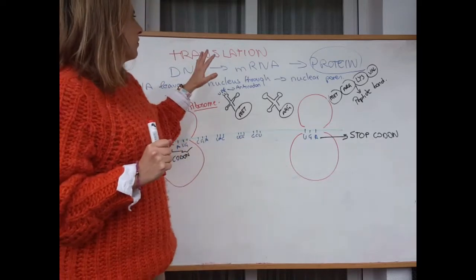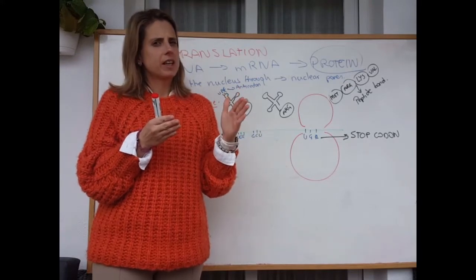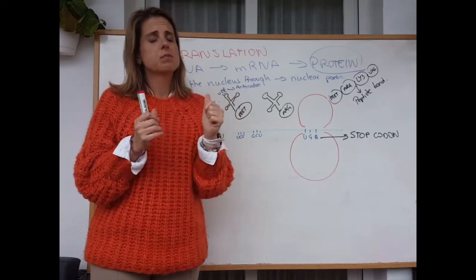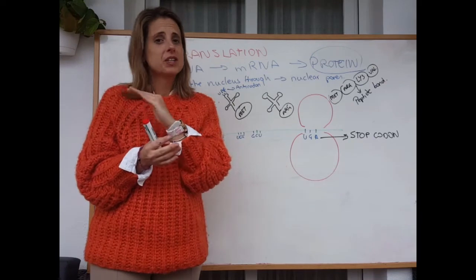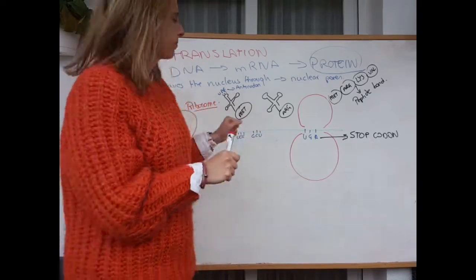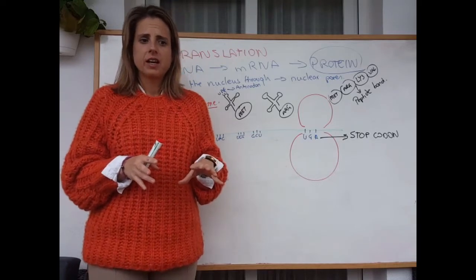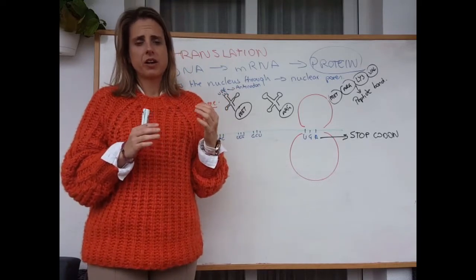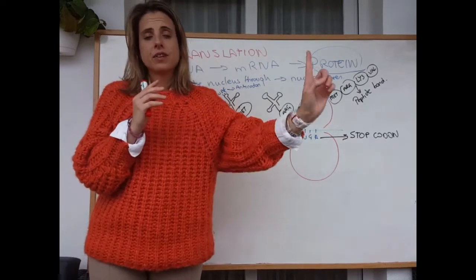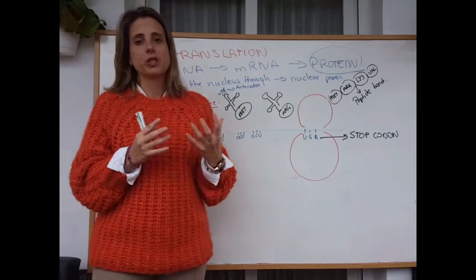So we finished the first process, transcription, when we synthesized the messenger RNA. If you didn't understand that process, it's much better to go back to the previous video and watch it again until you know it, because if not, this is going to be a little messy. So we have a messenger RNA, and inside eukaryotic cells, this messenger RNA is inside the nucleus. So the first thing it has to do is leave the nucleus and go to the cytoplasm, where ribosomes are going to be.